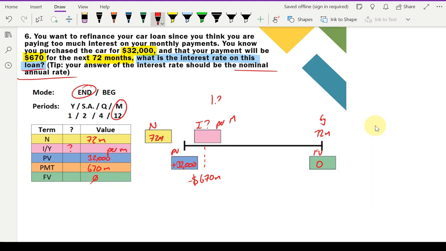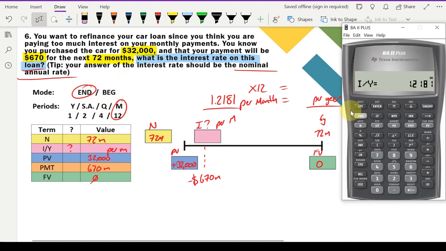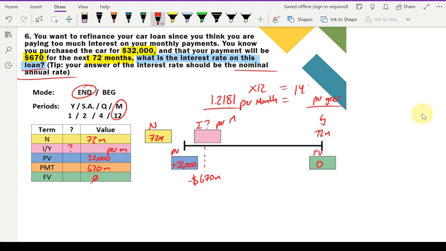1.2181, but this is not the final answer. This is per month, and this needs to be per year. So we need to multiply this by 12 to get this in a per year answer. So we're going to take this number and just hit times 12. That's going to give us 14.61 or 14.62. So 14.62% is what we're paying in interest, nominal. That's the nominal annual rate that we're paying, 14.62.